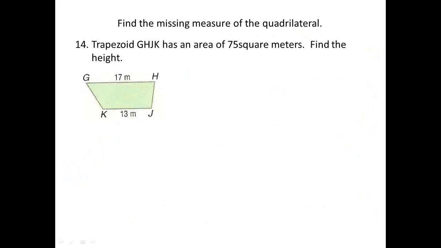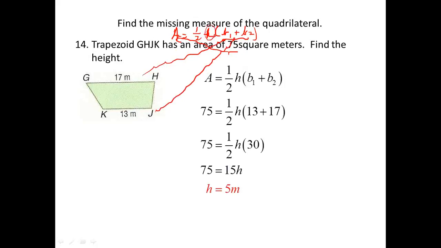You want to find the missing sides or missing measure. In this case, given a trapezoid, has the area, find the height. Well, I know what the formula of a trapezoid is. Area equals half height times base 1 plus base 2. I know this. I know these two because of the drawing. So I'm going to do some of the algebra, filling in, solving for h.